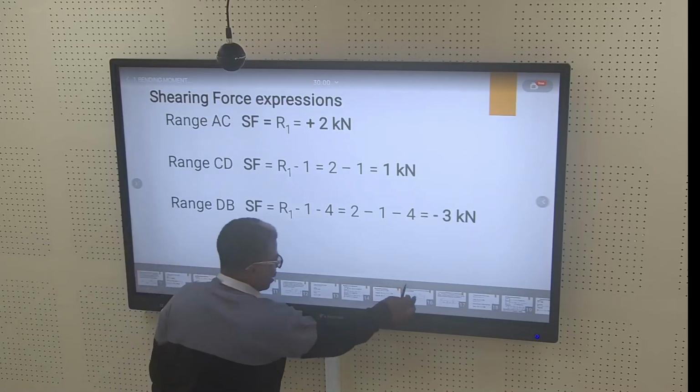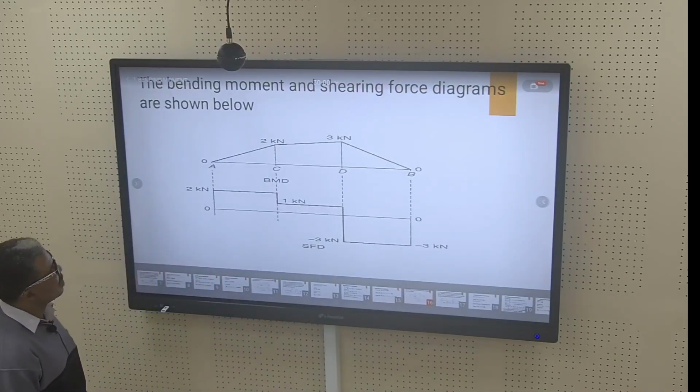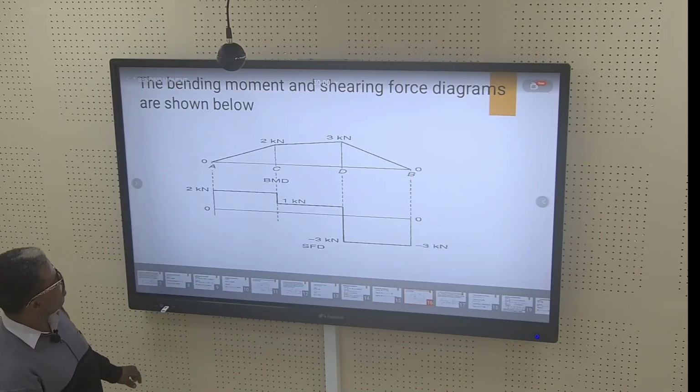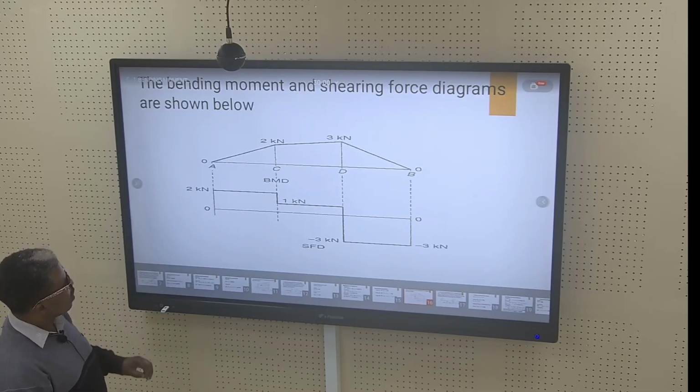How is it drawn? Starting with the bending moment, first case, it is a range of AC, it is 2 kilonewton meters, as it has been raised. Also, up to the 3 kilonewton, it has to go downwards. There was an increment of 1 kilonewton in the first case.